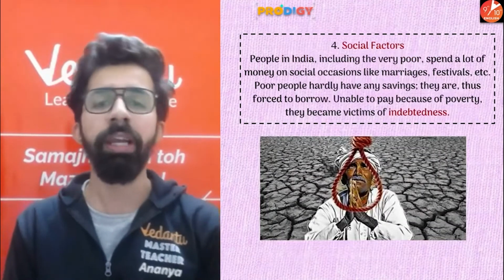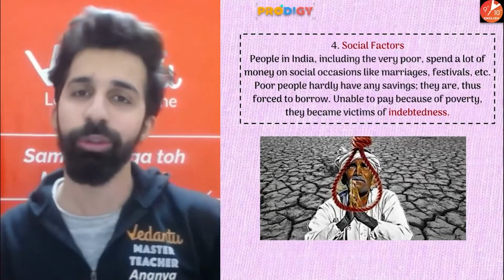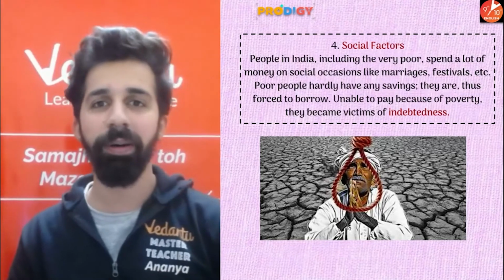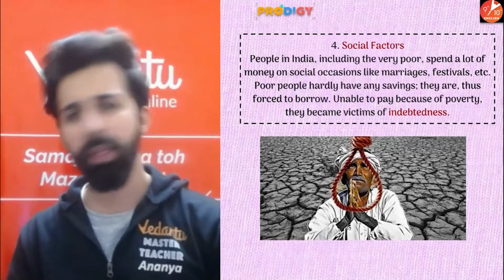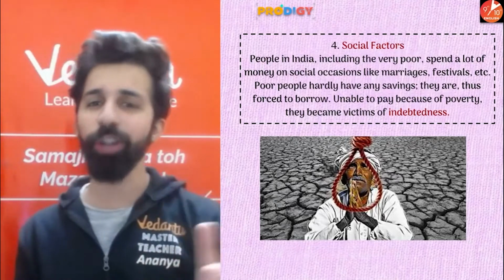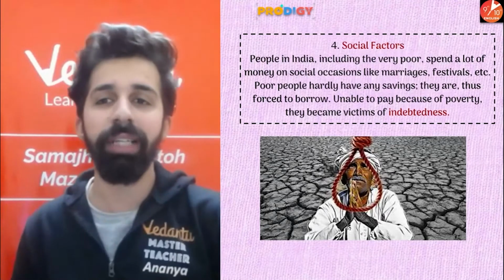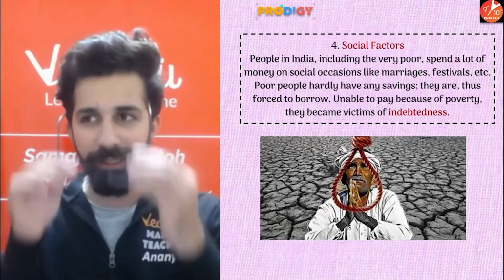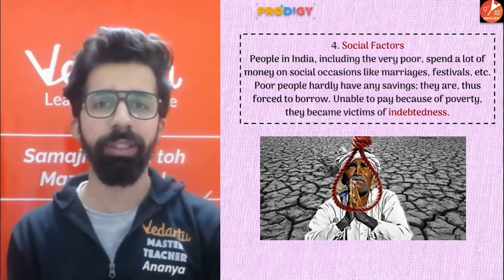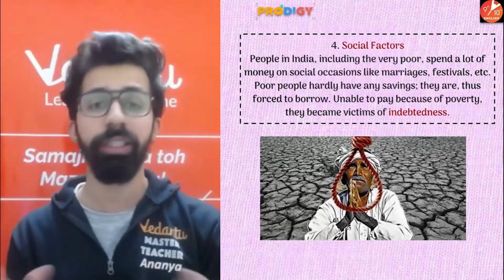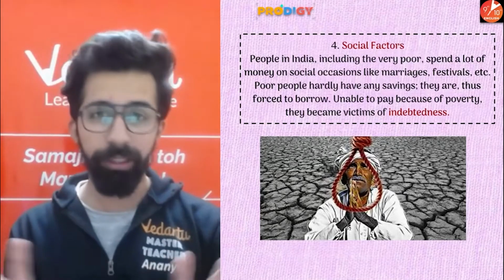And guys, the last and final one is the social factor, which contributes a lot to poverty in India. People in India, including the very poor, spend a lot of money on social occasions like marriages and festivals. Let me give an example of marriages in India, guys. The dowry system, or in Hindi we call it Dahej, is basically illegal, but still it is very, very common in many parts of India.